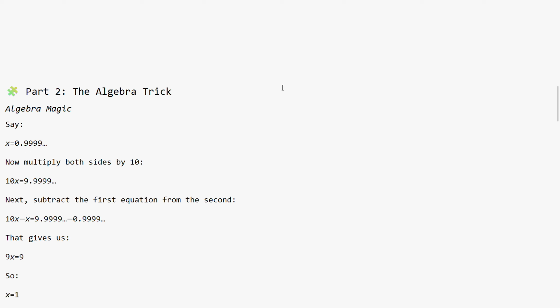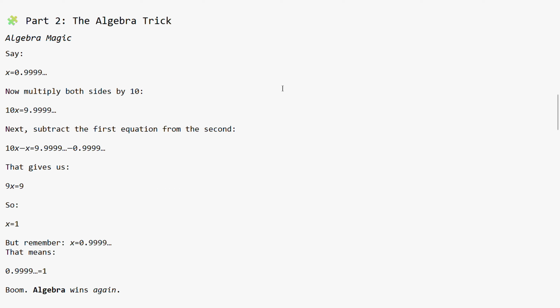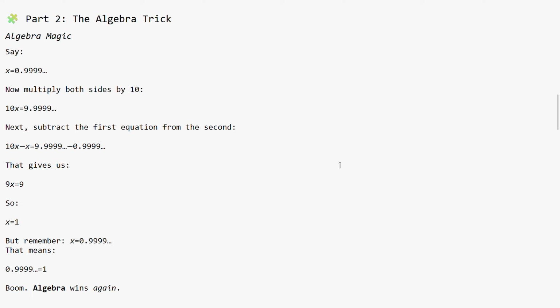Now let's explore the algebra trick. So let's say x is equal to 0.9999 repeated. Now multiply both sides by 10 and then subtract the first equation from the second. That gives us 9x is equal to 9. So x is equal to 1. But remember, x is equal to 0.9999 repeated, meaning 0.9999 repeating is equal to 1. Boom. There. Algebra wins again.